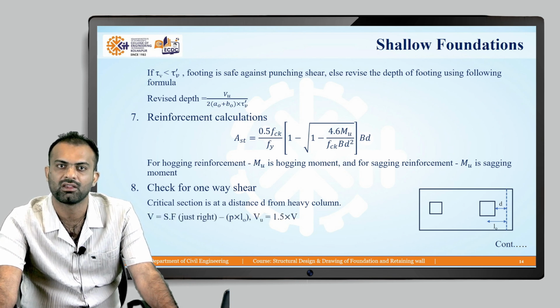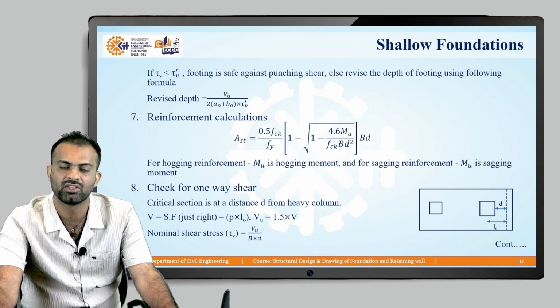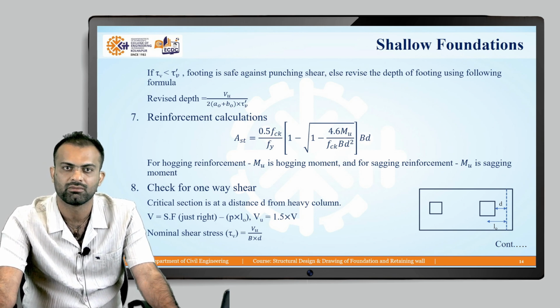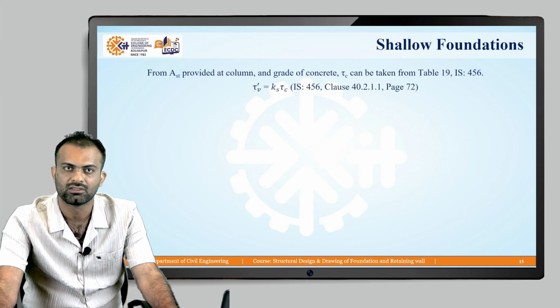And P, I already told you, is the net upward pressure per unit length into length. The length is D plus b by 2, where b is the breadth of the column. So this way we can calculate the shear force which is governing one-way shear. Then we need to factor it by 1.5, giving some factor of safety. From this Vu value, we need to calculate the nominal shear stress using Vu by b into d. So that is the nominal shear.